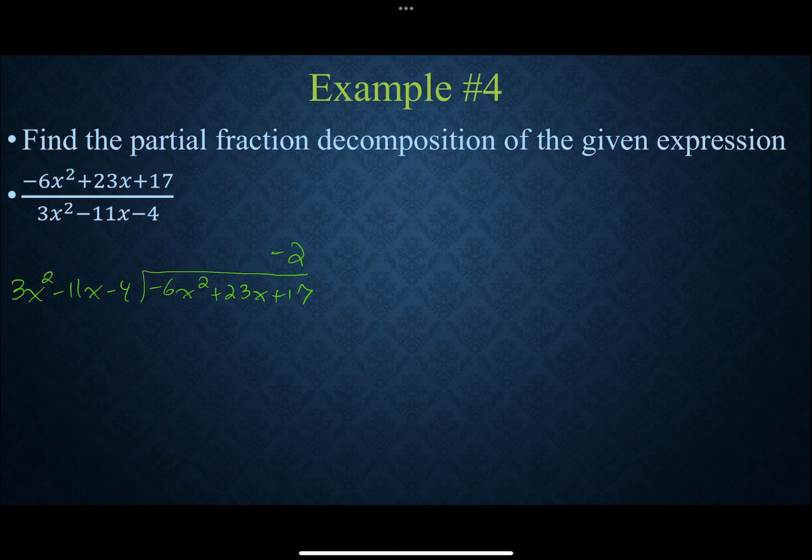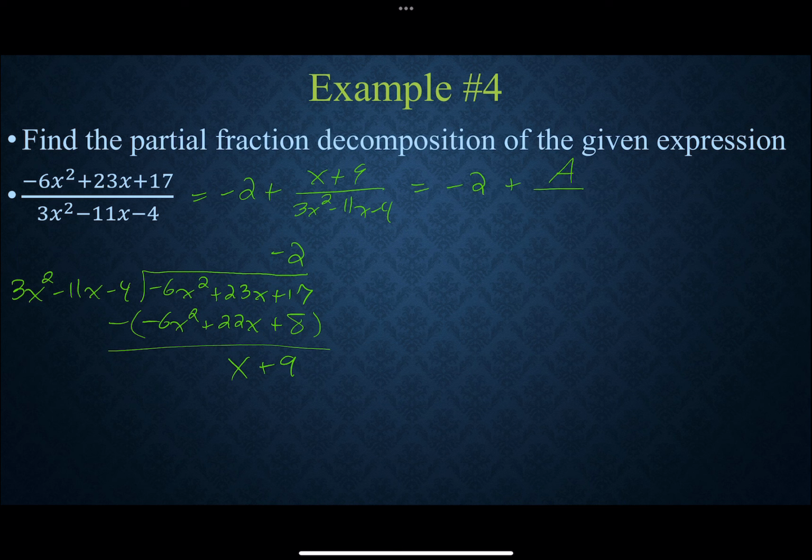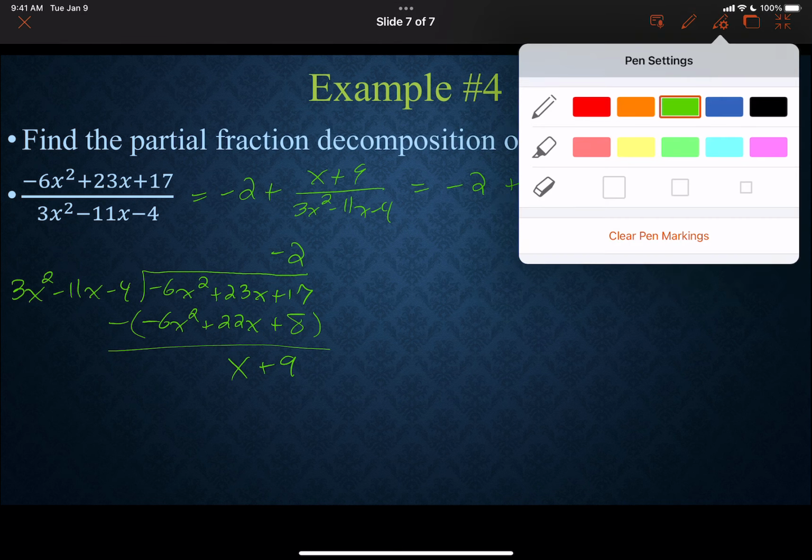So the negative 2 then multiplies the bottom to get negative 6x squared, positive 22x, and positive 8. When subtracting, obviously the 6x squared pieces cancel. 23 minus 22 is 1. 17 minus 8 is 9. So we get negative 2 plus x plus 9 over our 3x squared minus 11x minus 4. So we set up our partial fractions. It's going to be a over our 3x plus 1 and then b over our x minus 4, the two factors of the 3x squared minus 11x minus 4.